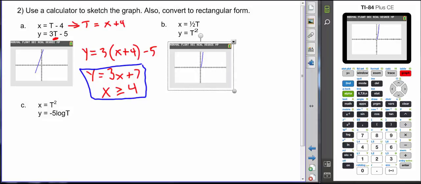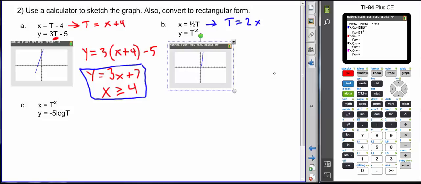All right, you can see my graph for b, and if you want to see what I typed in, it's not going to be too surprising. 1 half t and t squared for the y value. And again, we do need to go ahead and do that little conversion to rectangular form. So if x is equal to 1 half t, then t is equal to 2x, right? Multiply both sides by 2.